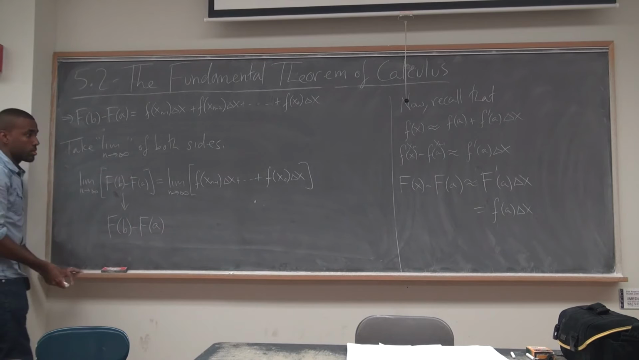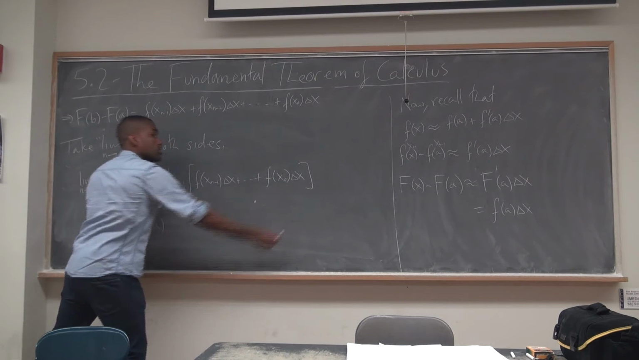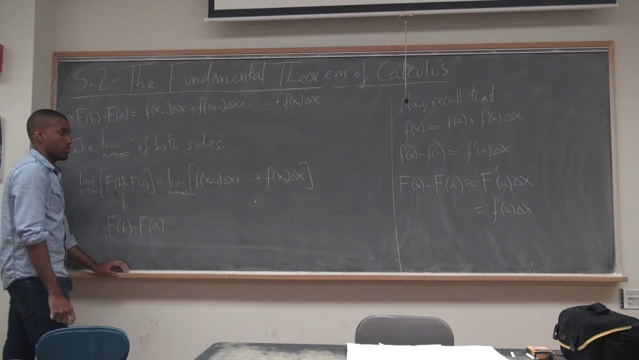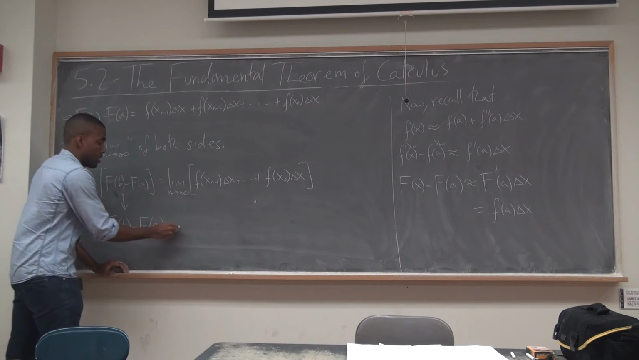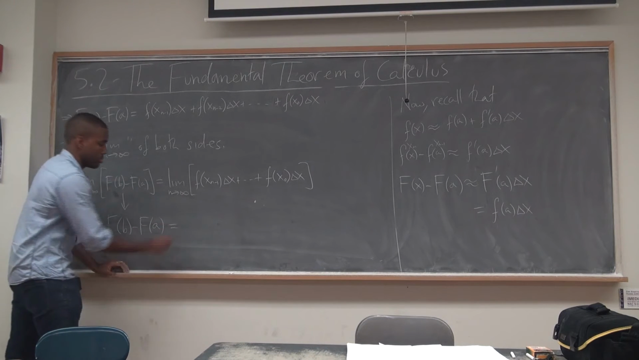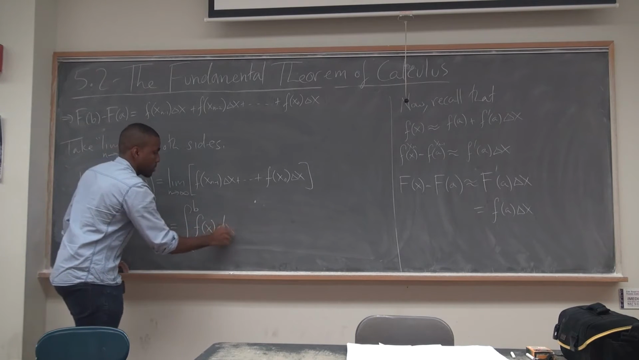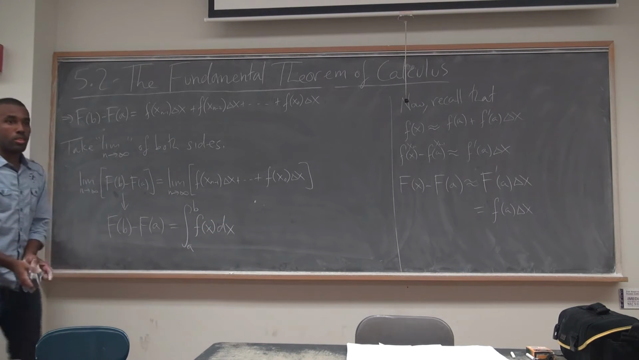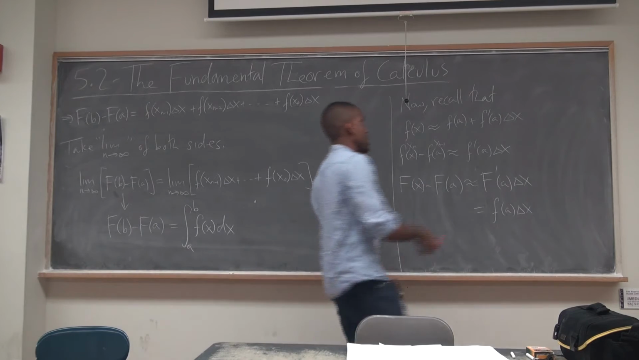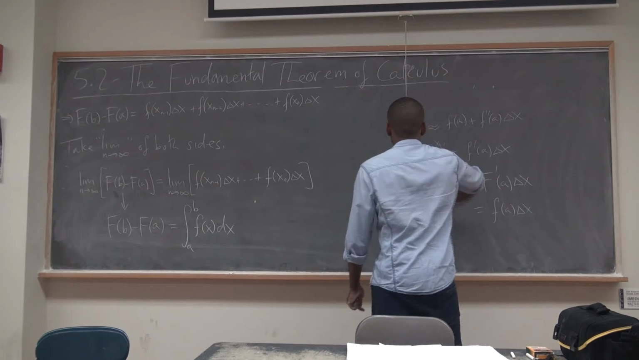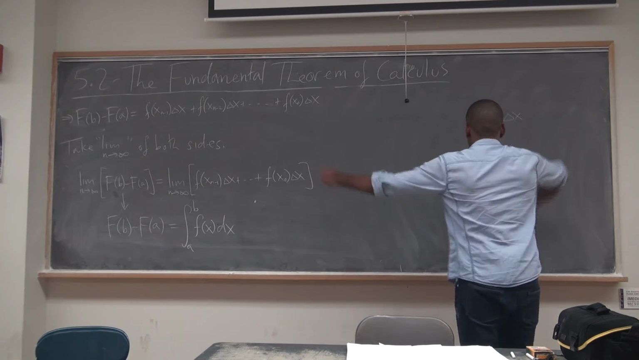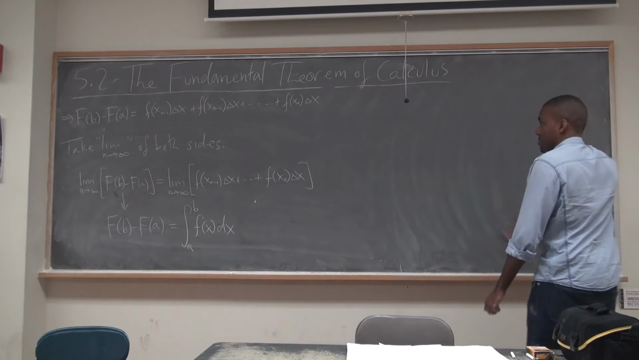Because it's a constant. What is this right side though? The Riemann sum. There we go. It's literally the integral, by definition. That's the definition of the area under the curve. So this is just to prove that.